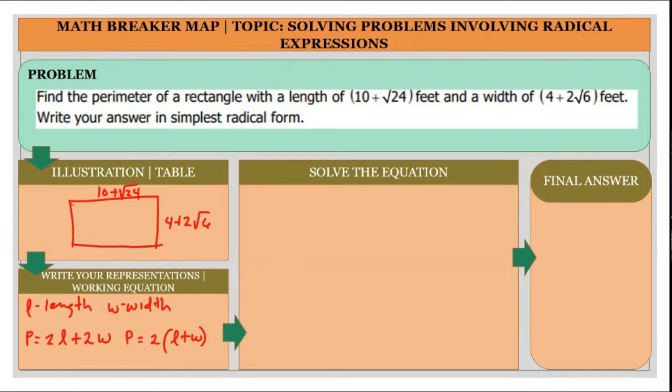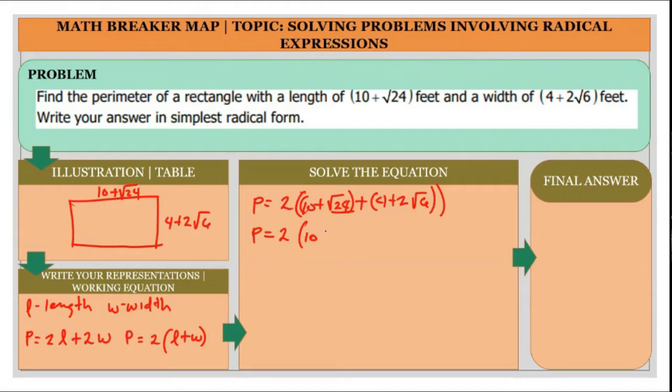Okay, so now let us substitute the given quantities and solve the equation. So P is equal to 2 times the quantity 10 plus square root of 24 plus the quantity 4 plus 2 square root of 6. Okay, so now we will be combining similar terms. But first, let us simplify square root of 24.